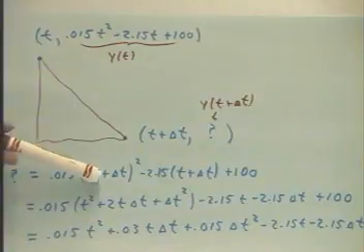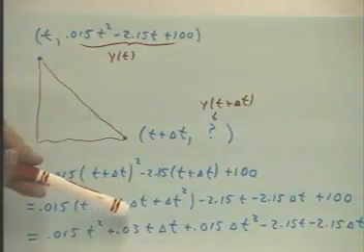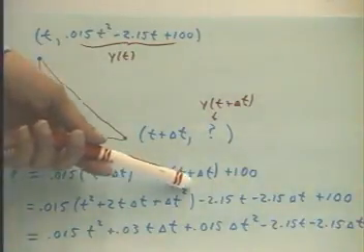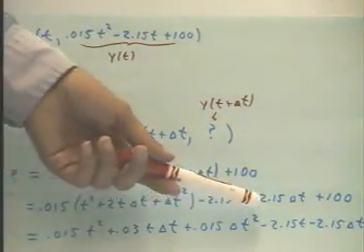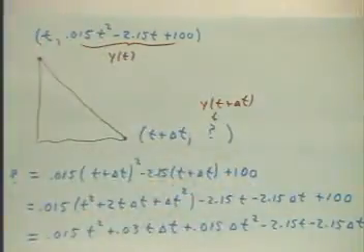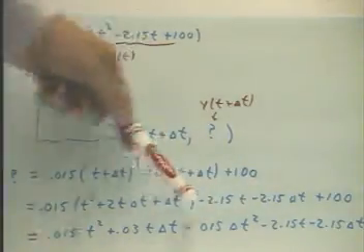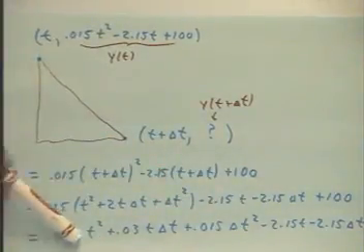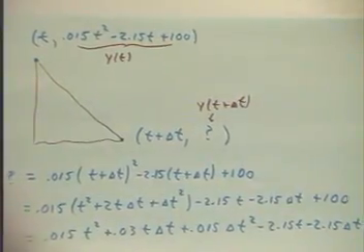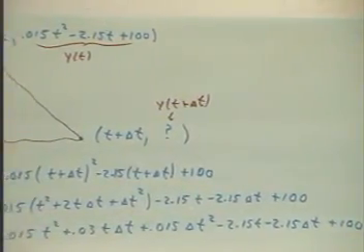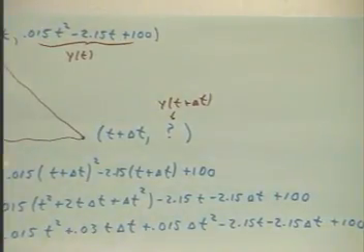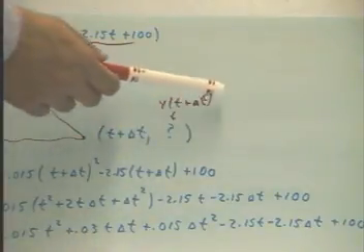If we square t plus delta t, we get t squared plus 2t delta t plus delta t squared. We distribute the negative 2.15 through this addition. We get negative 2.15t minus 2.15 delta t. The 100 just comes down. We distribute the 0.015 through this expression, and we get what you see here. And there's a plus 100 on the end over there that we didn't quite have room to include, but you can just about see it all right here. And that is the expression that would go in for y of t plus delta t.